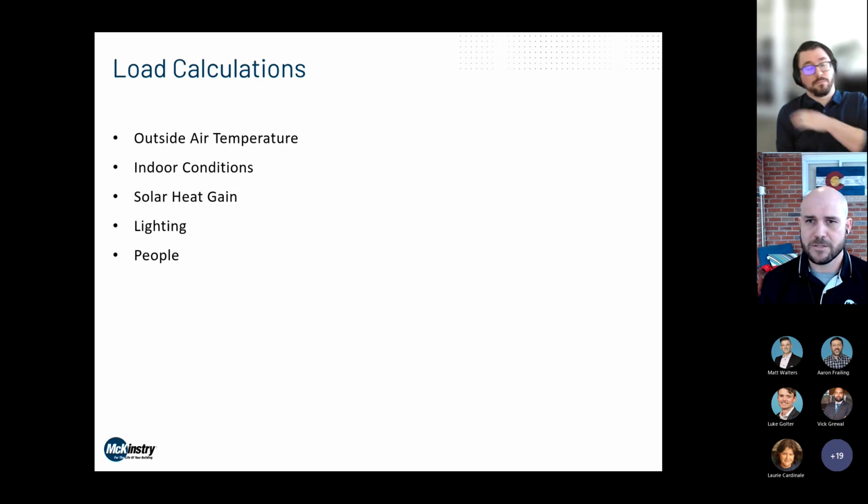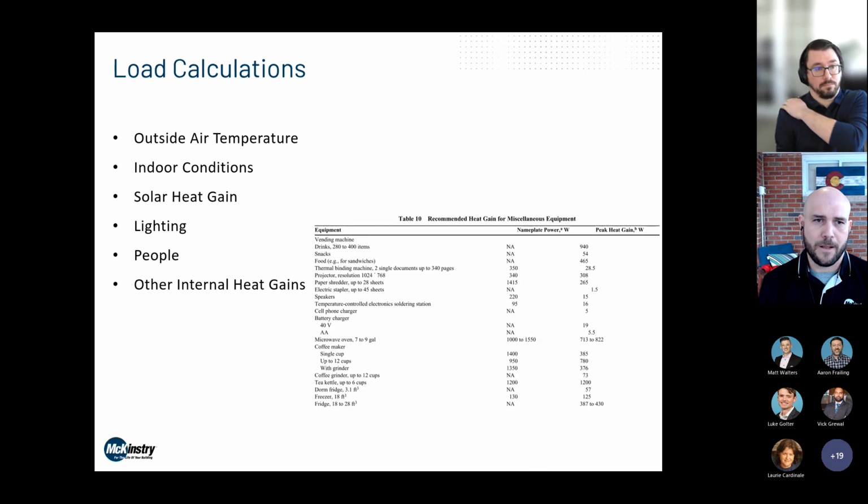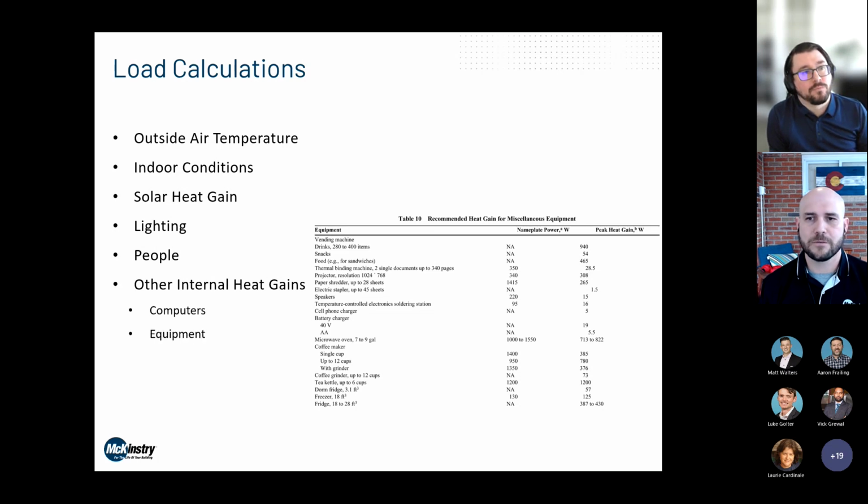People density by space. So, other internal heat gains. There are lots of other kinds of things. I'm not going to itemize all of them, but there are certainly things like computers, equipment, motors, and appliances, like cooking equipment, etc.